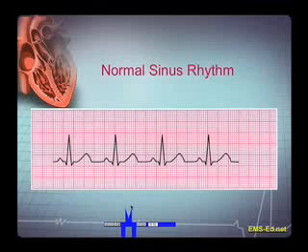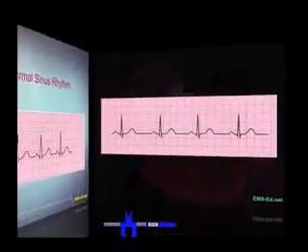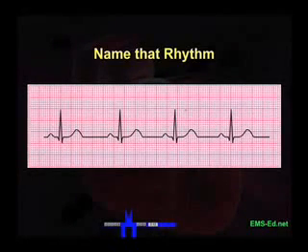I will give you about 30 seconds to name that rhythm before I give you my analysis. We'll play music to liven it up and also to distract you. So let's begin. Name that rhythm.